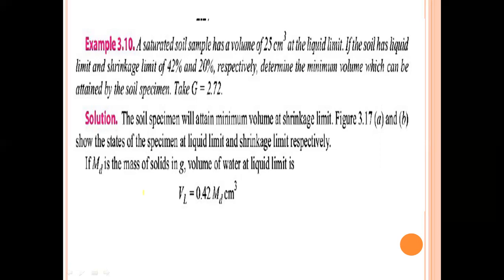So in this given data, liquid limit and shrinkage limit, and saturated sample of volume 25 centimeter cube, and it is at the liquid limit. And if the soil liquid limit is 42% and shrinkage limit 20% respectively, determine the minimum volume attained by the specimen, and G is 2.72. G means specific gravity. So we go to the solution.